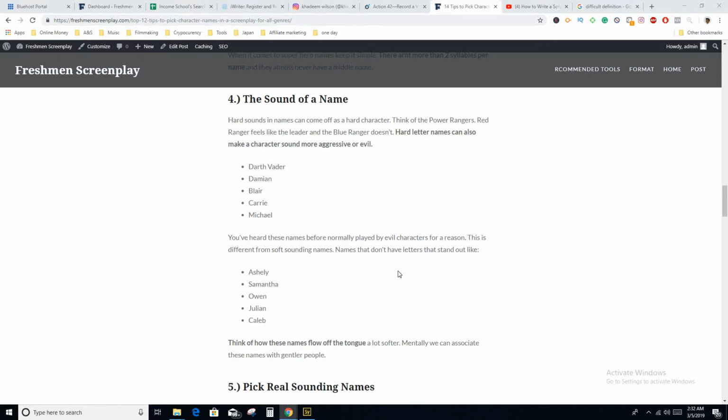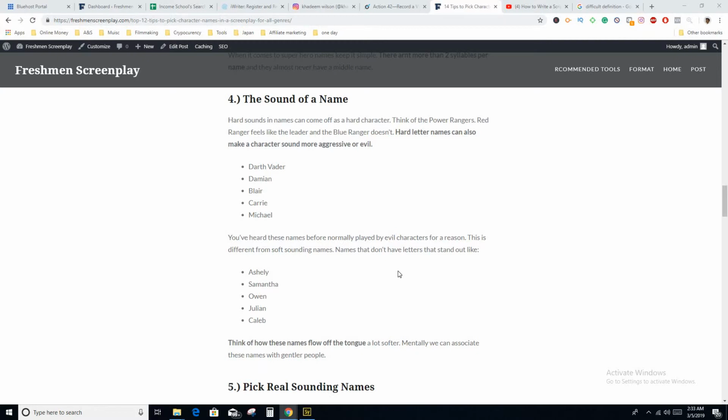You know what I mean? So think about the way a name sounds, right? Use these examples. You can pretty much go through any type of movie or popular movie and see those names in there and see how they characterize their names, right?